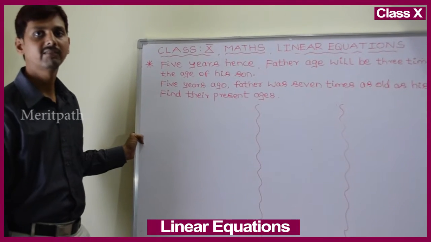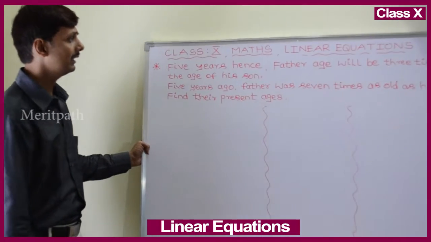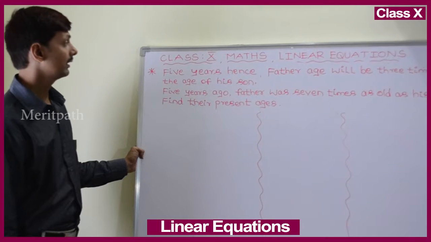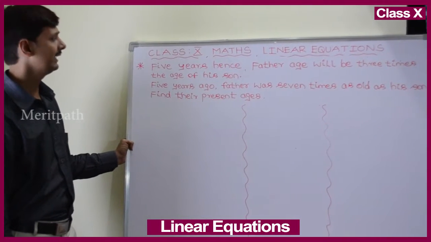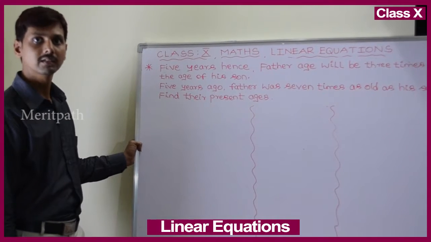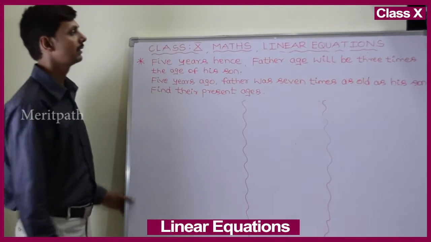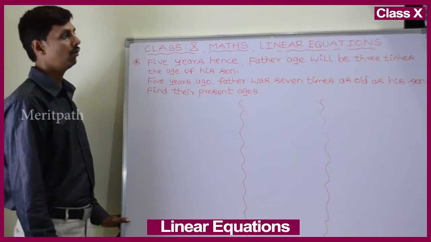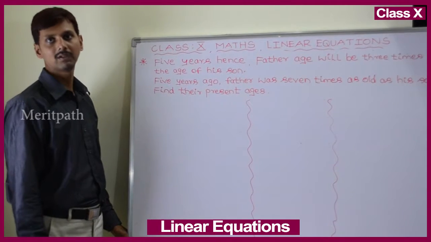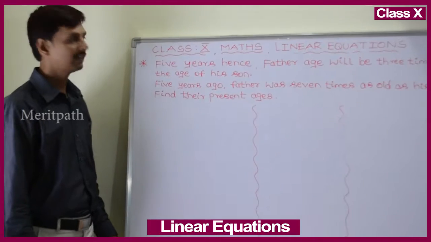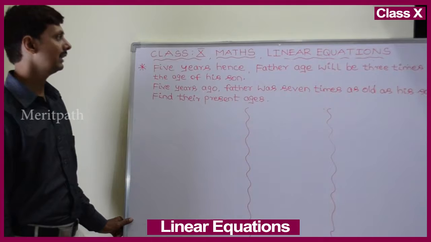Mathematics, linear equations. Five years hence, the father's age will be 3 times the age of his son. That is the first point. Five years ago, the father was 7 times as old as his son. Find the present ages of son and father. Let us recall: 5 years hence, the father's age will be 3 times the age of his son.